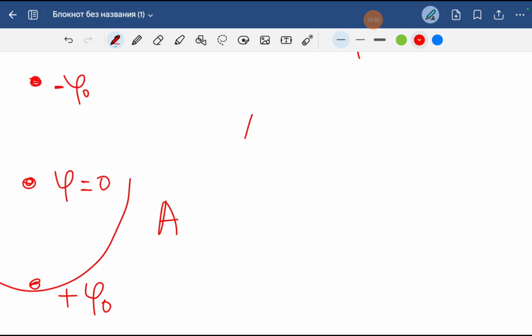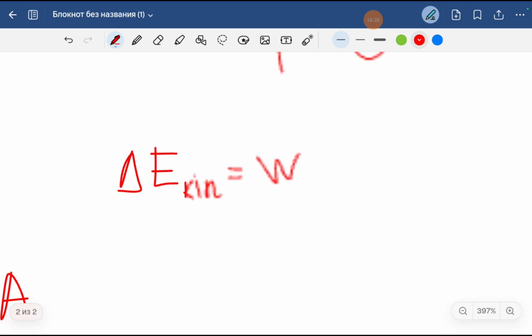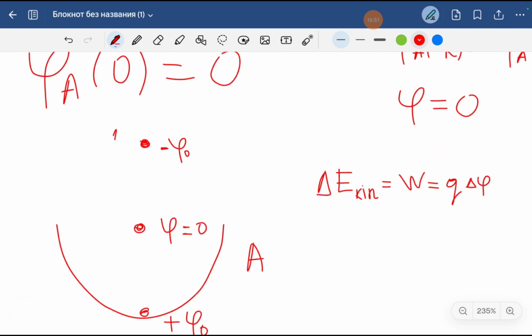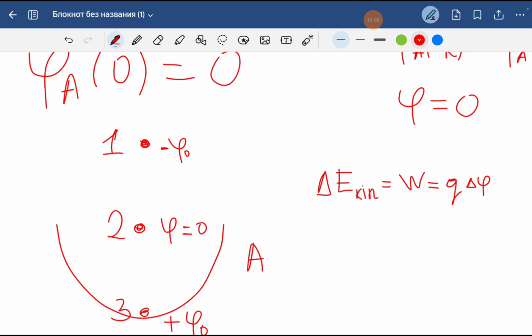Now let's consider the work-energy theorem. The change in kinetic energy is equal to the work done by the electric field. The work done by the electric field on a point charge is equal to the product of the charge and the potential difference between the points. Let's write this for 3 states. State 1, the bead begins to move. State 2, the bead passes through the center of the hemispherical shell. State 3, the bead collides with the hemispherical shell.